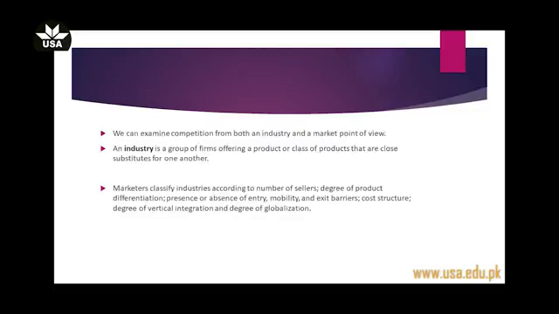We can examine competition from both an industry and a market point of view. An industry is a group of firms offering a product or a class of products that are close substitutes for one another. Marketers classify industries according to the number of sellers, degree of product differentiation, and presence or absence of entry, mobility, and exit barriers. We'll see them one by one. Marketers classify industries according to the number of sellers.